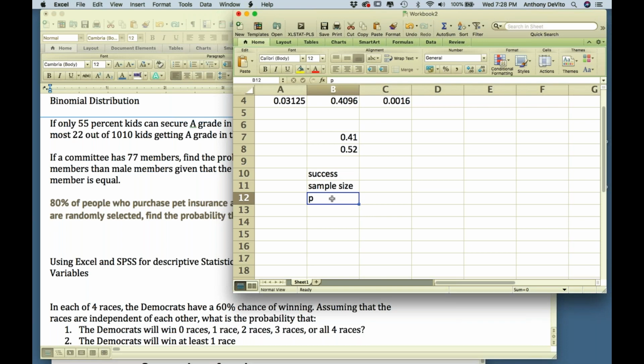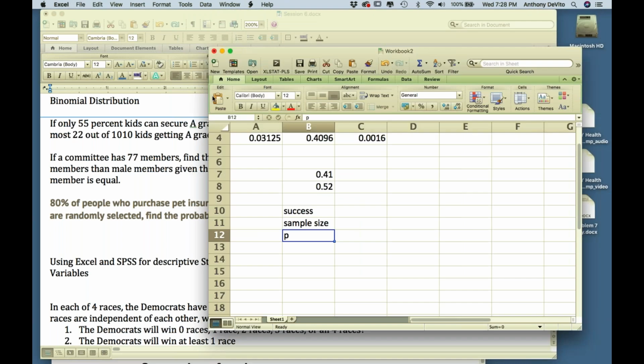In other words, the prevalence. So for diabetes, it might be 10% in this population. So how do we combine this to make predictions? Well, let's take a look right here.